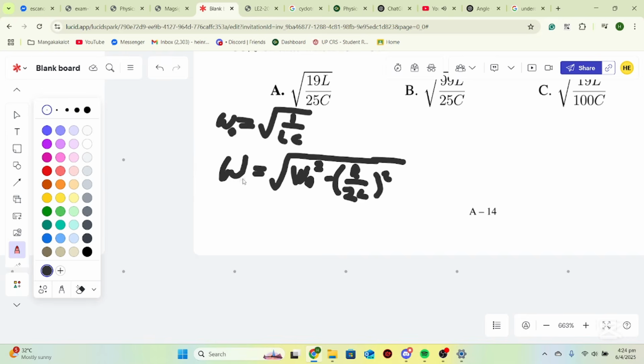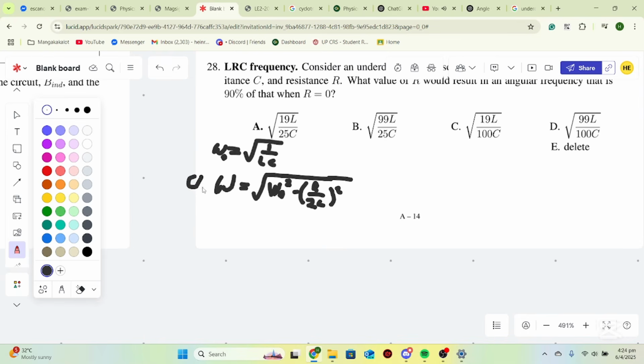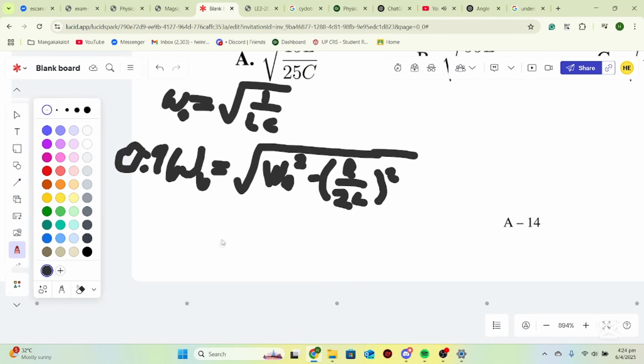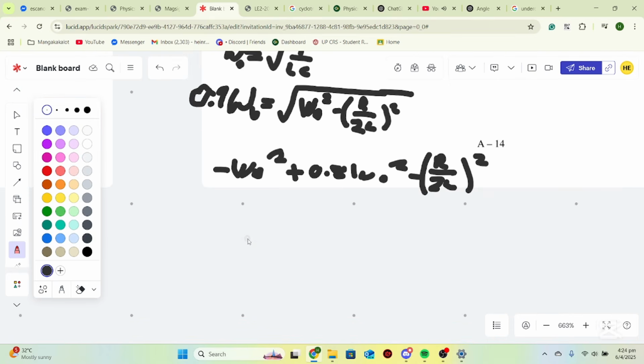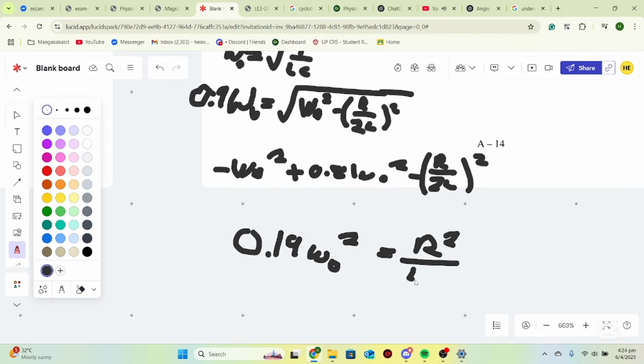But since it's looking for 90%, this is 0.9 W naught, and we can square both sides. I'll just do a quick derivation. It's negative W naught squared plus 0.81 W naught squared equals minus (R over 2L) squared, right? With this, just combining everything, 0.19 W naught squared is equal to R squared over 4L squared.